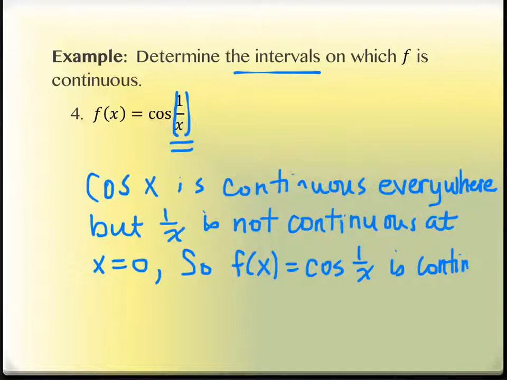And now remember how the directions said to say it. It said to say it on what interval? So I can't say is continuous x not equal to 0. That's not how it asked me to say it. It wants me to say it in terms of an interval. So do you remember how we would write the interval that excludes 0?